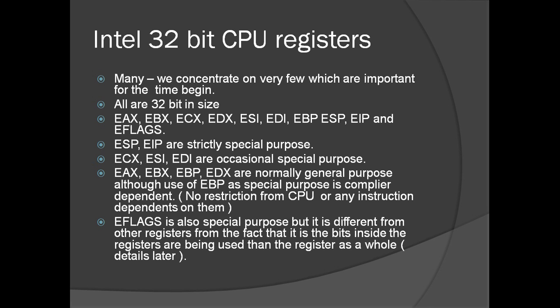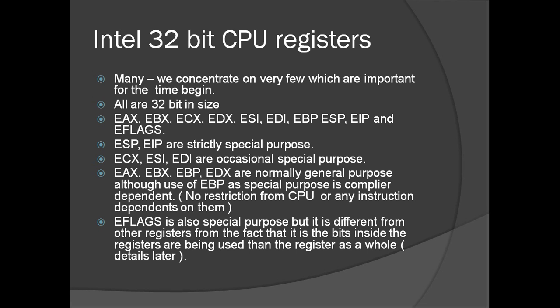So let's have an overview of each of them. ESP and EIP are strictly special purpose, which means that these memory locations inside the CPU are used for very special purposes. ECX, ESI, and EDI are occasional special purpose registers, but we can use them for other purposes as well, depending on the occasion. EAX, EBX, EBP, and EDX are normally general purpose registers, although the use of EBP as a special purpose register is compiler dependent. We will see what it means later.